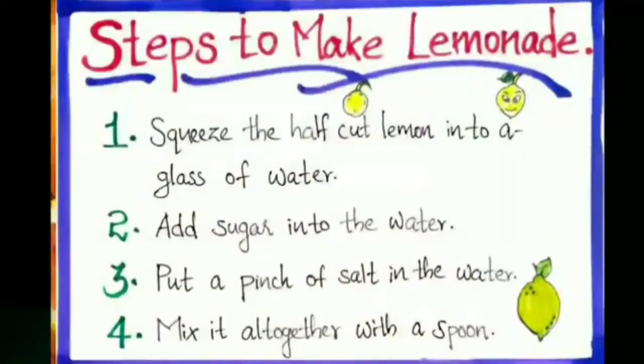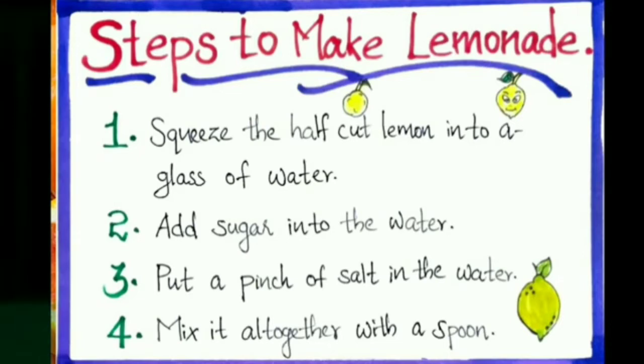So let's see the steps how to make this lemonade. See, steps to make lemonade. Number 1, squeeze the half cut lemon into a glass of water. And step number 2, add sugar into the water. And 3, put a pinch of salt in the water. And the last one, mix it all together with a spoon. So these are the steps to make the lemonade.